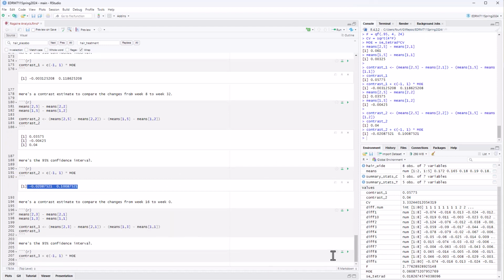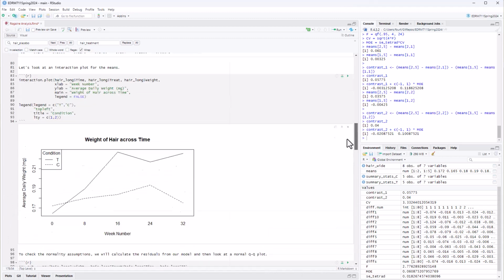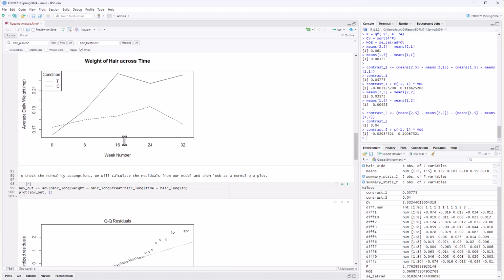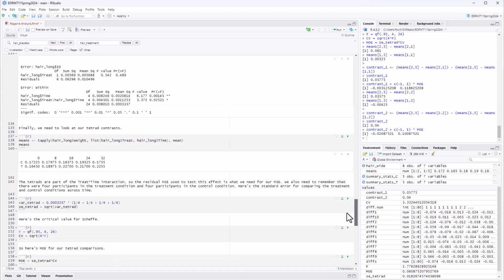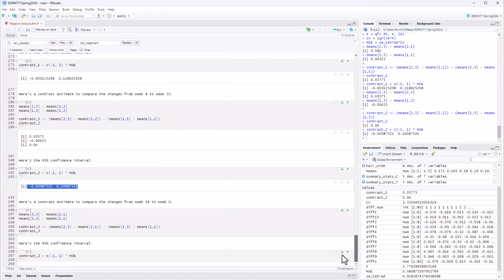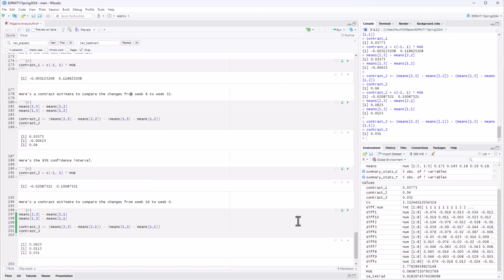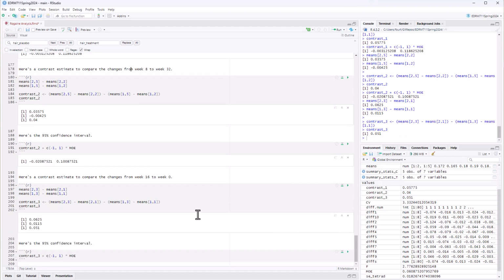What about week 16 to week 0? Why would I pick that one out? Well, look, week 16 is where it appears we had our maximum effect, right? Week 16 is where it seems to really maximize those differences. So let's go ahead and look at that. I'm fishing here. I can do that with Scheffé. I can look at the graph and make these decisions.